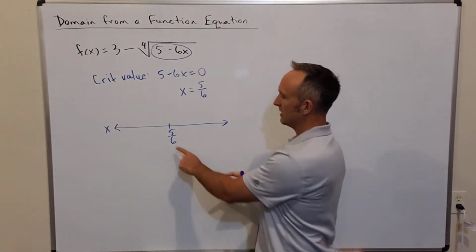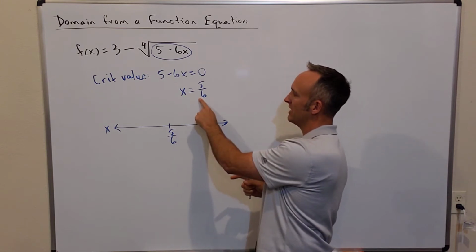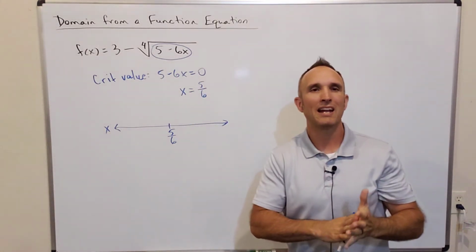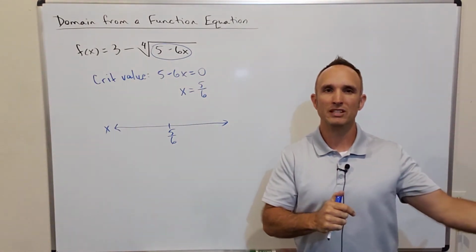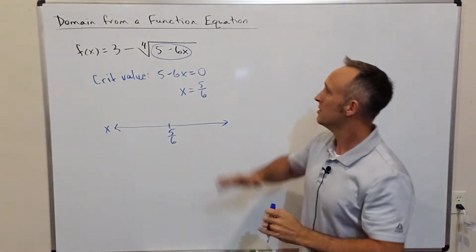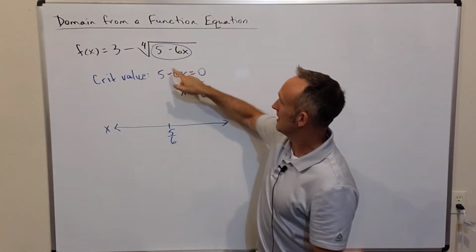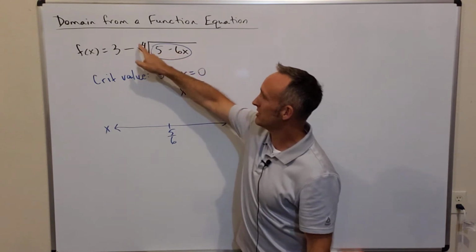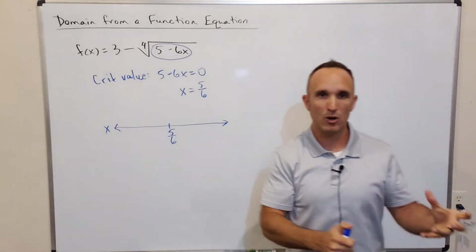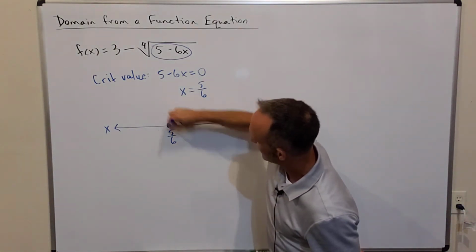Now, let's look at if x is 5/6. I know that if x is 5/6, that 5 minus 6x is 0. You don't automatically exclude it whenever it makes it equal 0. You do that if it's a denominator, because you can't divide by 0. But when you have even roots, if 5 minus 6x is 0, you can actually take the 4th root of 0. You can't divide by 0, but you can have a 0 under an even root. So 5/6 actually works in this case as part of our domain.